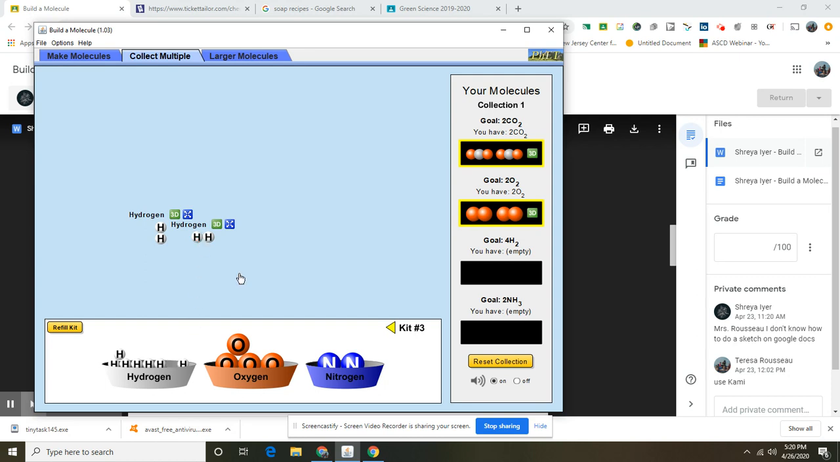Okay, so I'm looking for H2. And I keep putting more together. But if you notice, I'm making 4 hydrogen molecules. So I'm going to drag them over. There's 1, 2, 3, 4. So there's only 1 element, but there are 8 atoms.